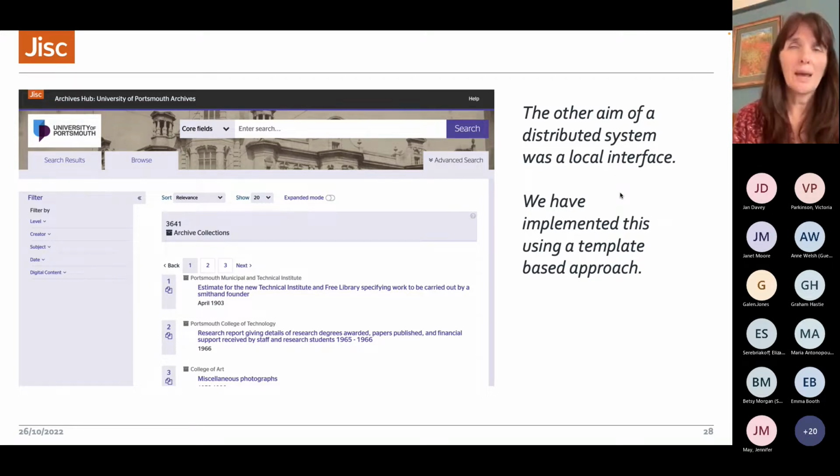But it's a very template-based approach. You can see it just recreates the Archives Hub with some different colours and a few different images. So it's incredibly easy for us to set them up. And it doesn't involve us in a lot of support work, which we wouldn't really have the resource to do. So we've got, I think, a dozen of our members that have these local interfaces.